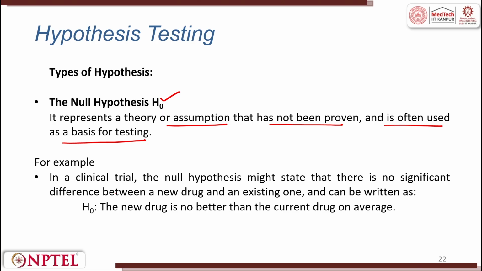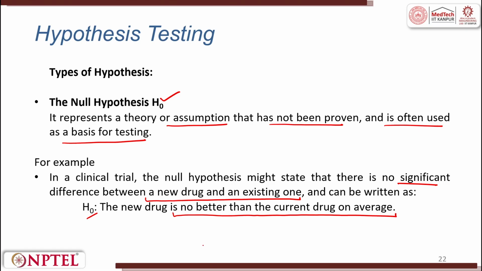In a clinical trial, the null hypothesis might state that there is no significant difference between a new drug and an existing one. That can be written as H naught, which represents the null hypothesis. The new drug is no better than the current drug on average. Now, what does this mean?